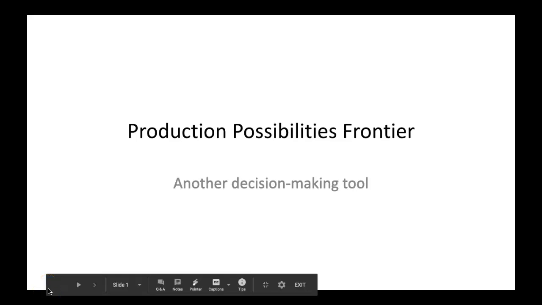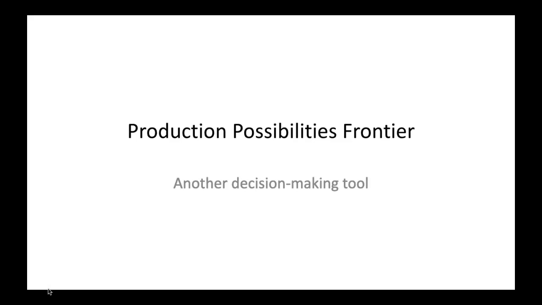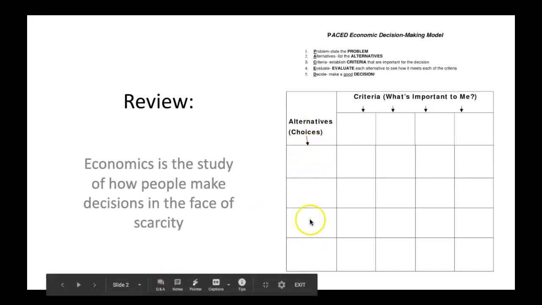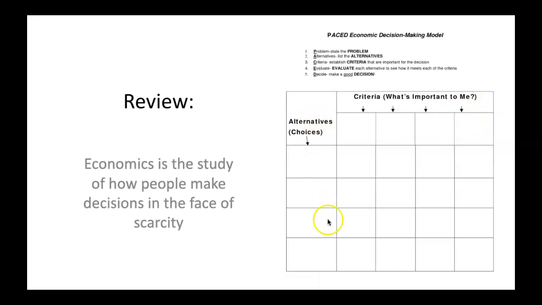Okay, today we're going to be studying the production possibilities frontier. It's a bit of a tricky tool, so we're going to take this a little bit more in depth than the other decision-making tool we studied. Remember, we used the paced decision-making tool when we were trying to determine what was that activity, what problem were we trying to solve? Think about your blue sheet.